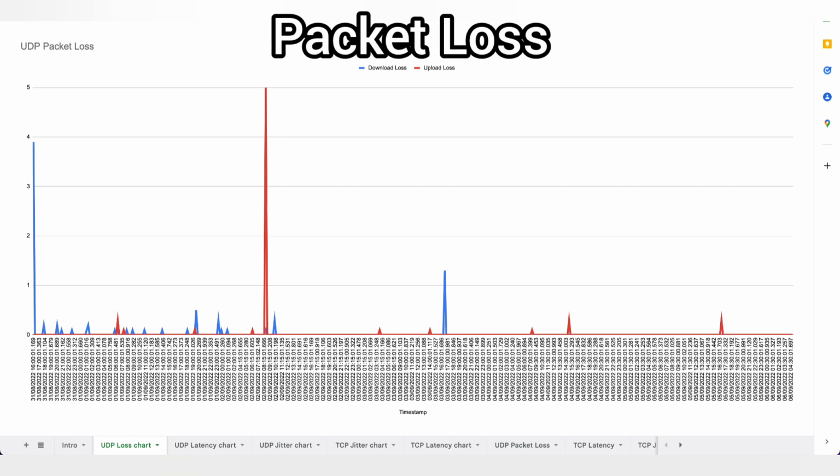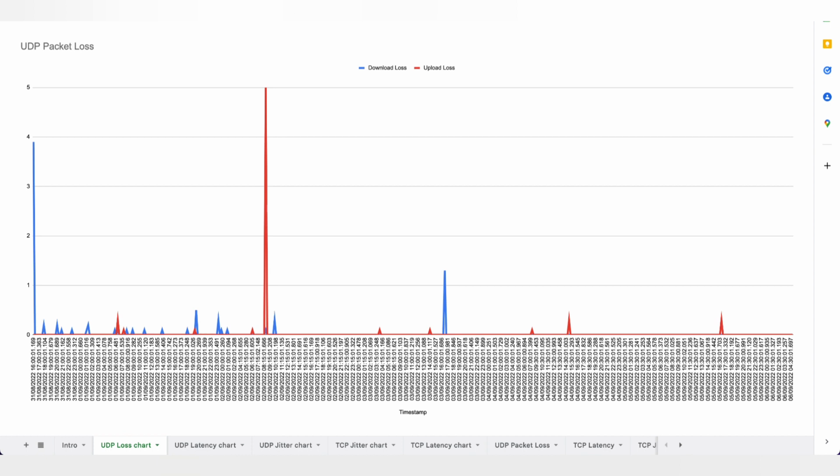This means that data is not getting to the internet, or you're not getting data from the internet, and so you want it to be zero. And bearing in mind that there is a test running every 15 minutes, so it's almost 100 tests every day, you can see that for the most part, there is zero packet loss whatsoever. And that's exactly what you want to see.